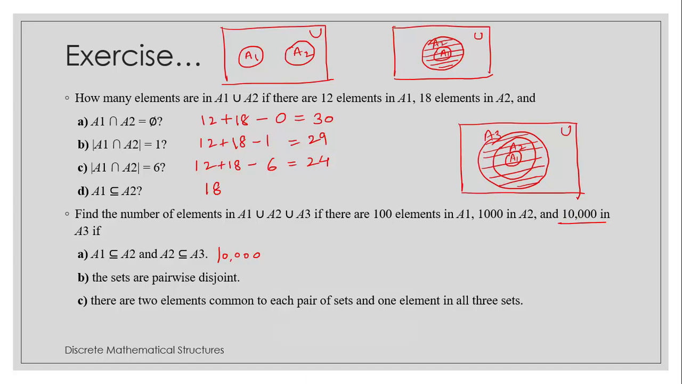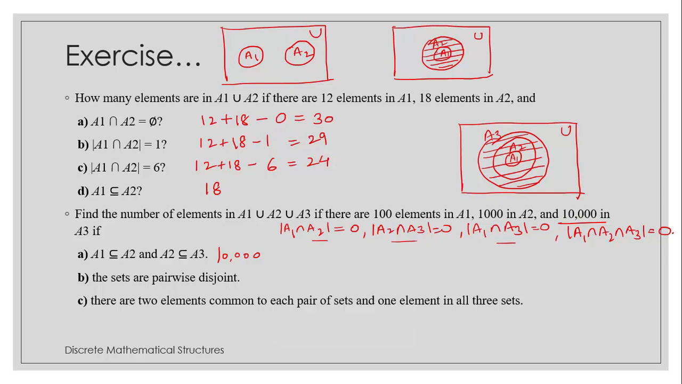Now the sets are pairwise disjoint. Pairwise disjoint means A1 intersection A2 is empty, so the number of elements in A1 intersection A2 is 0. Similarly, the number of elements in A2 intersection A3 is 0 and the number of elements in A1 intersection A3 is also 0. If they are pairwise disjoint, that also means the number of elements in A1 intersection A2 intersection A3 will also be 0. There will be no element common to these three since these are pairwise disjoint.